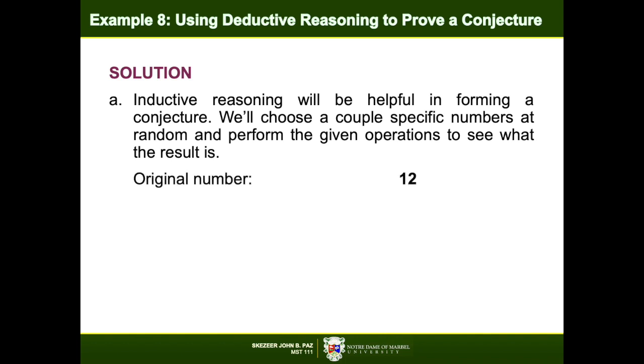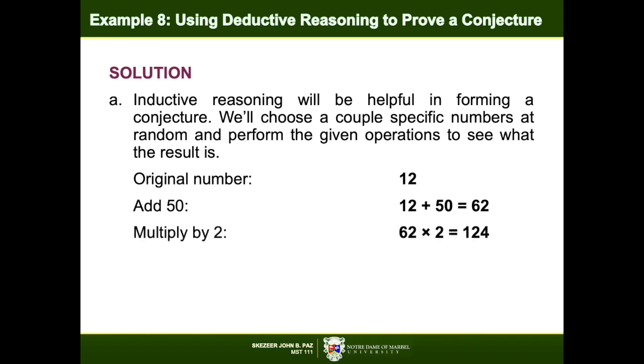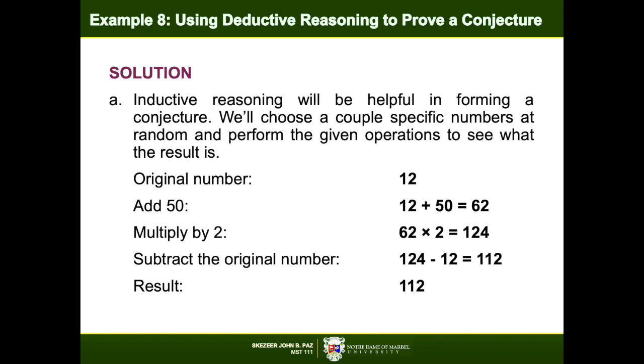For instance, let us take 12 as our original number. When we add 50, that becomes 62. And when we multiply it by 2, 62 becomes 124. And when we subtract the original number, which is 12, the answer is 112. So, our result is 112.